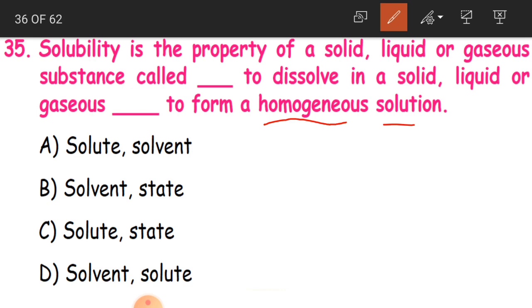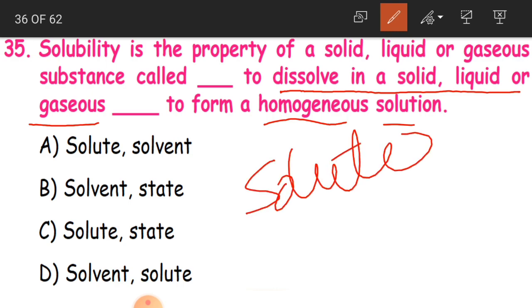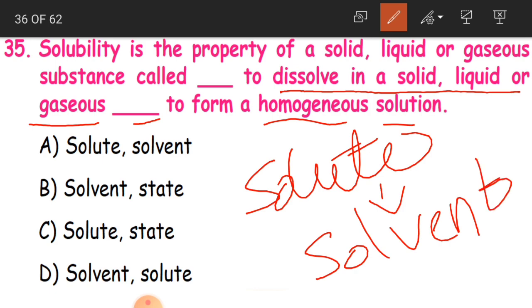a solid. What does dissolve in a solid, liquid or gas, what do we call it as? Solute. Yes, we call it as solute. Okay. Then gaseous dash to form a homogeneous solution. Where solutes have to dissolve in solvents. Okay, clear, children? To form a homogeneous, in the sense a same type of solution.